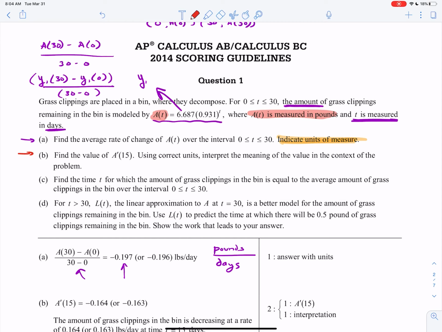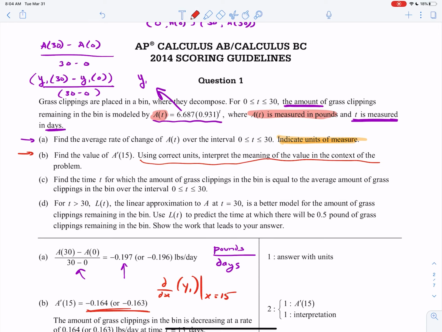Find the value of A prime of 15. You have y1 already on your calculator, so you just have to find the derivative of y1 at 15. That's math 8. So that's d over dx of y1 evaluated at x equals 15, and you should get that. That's a quick plug and chug. Using correct units, interpret the meaning of it.